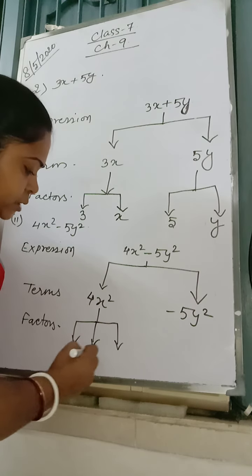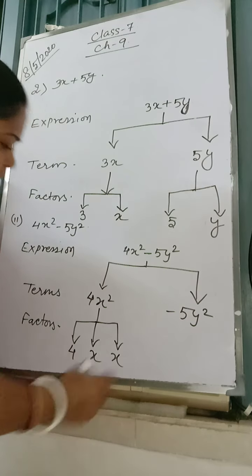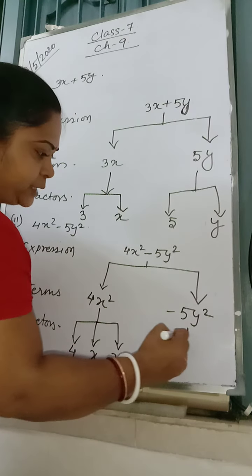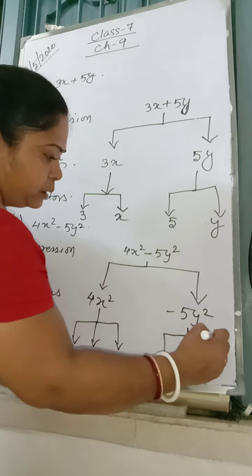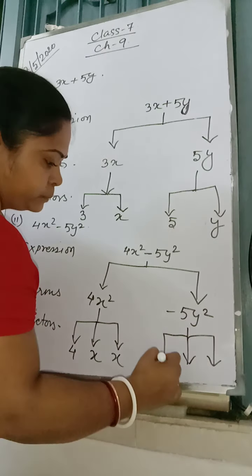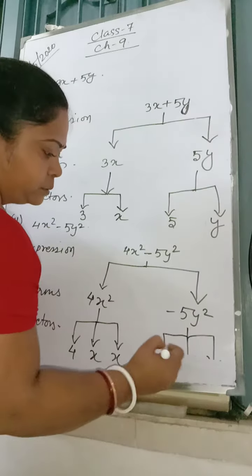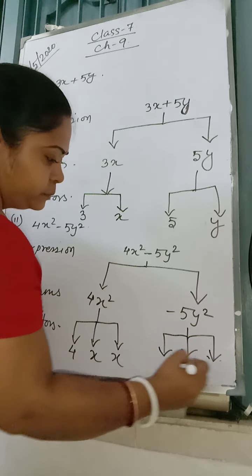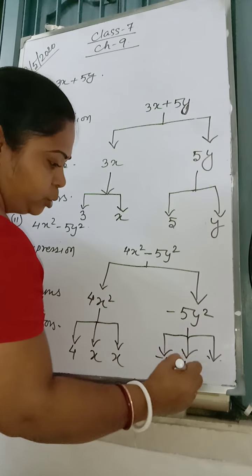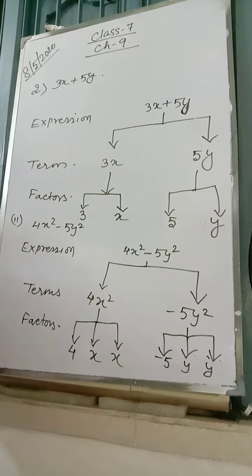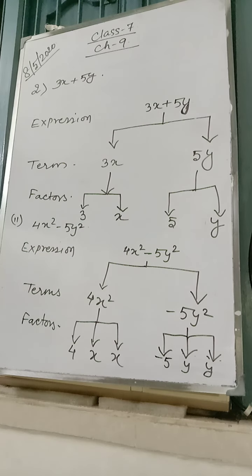How to get 4x square? 4 into x into x. And how to get minus 5y square? That is minus 5 into y into y. In this way we have to write. This is called a factor tree diagram. Another two you have to do.